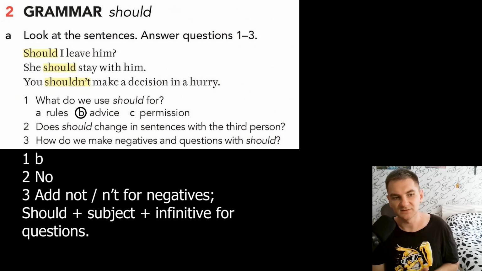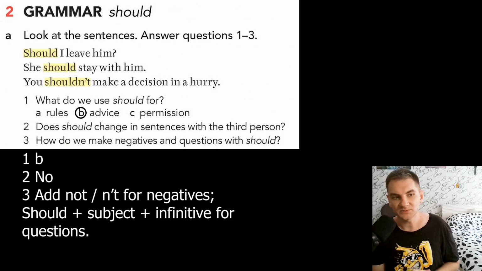The answer is B. So this one, as I mentioned earlier, was really obvious. We use should to give someone some advice or to ask for it. Question number 2. Does should change in sentences with the third person, like he, she, it? No. Remember, it's a modal verb, and modal verbs don't change. You remember can and must, for example. Should works the same, like he should, she should, and so on.